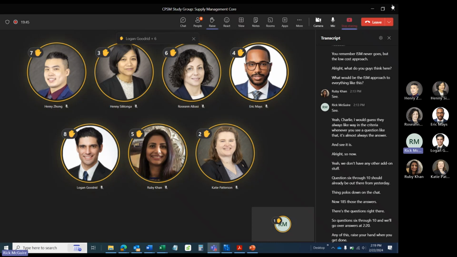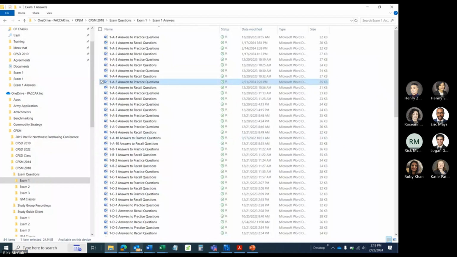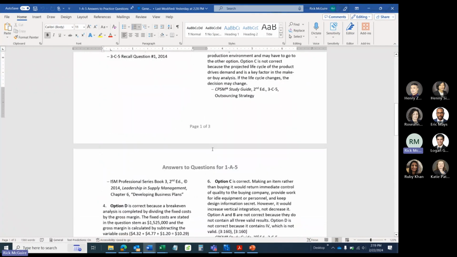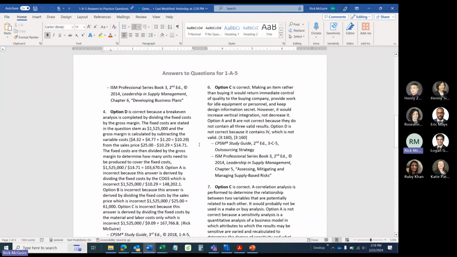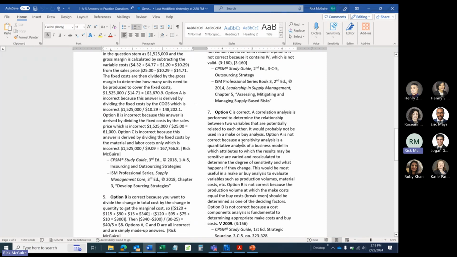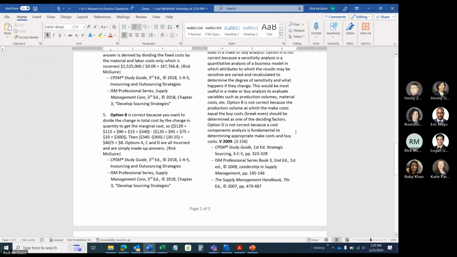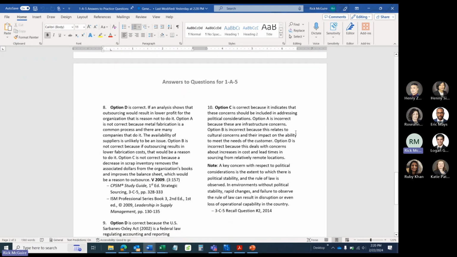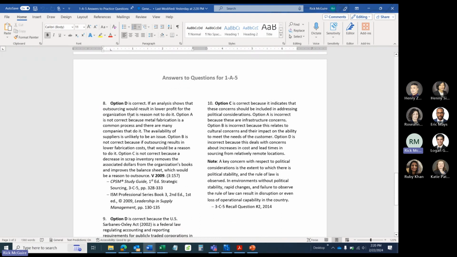All right, let's go look at the answers here. Number 6. Option Charlie. Making an item rather than buying it would return immediate control of quality to the buying company. 7 is also Charlie. Correlation analysis is performed to determine the relationship between two variables. It would probably not be used to make a buyer analysis. 8 is Delta. If an analysis shows that outsourcing will result in a lower profit, that is not a reason to do it.